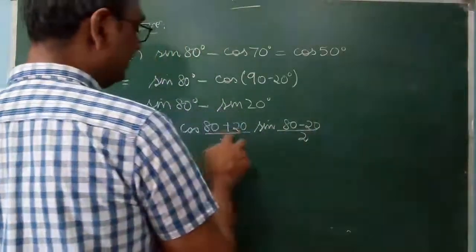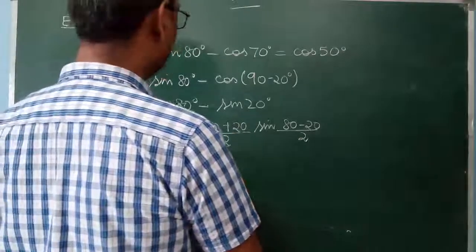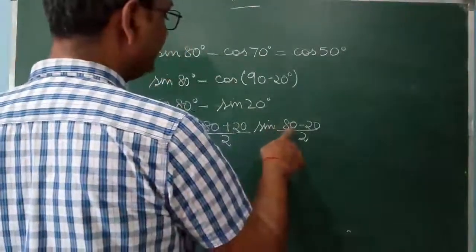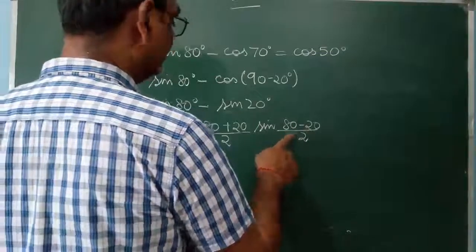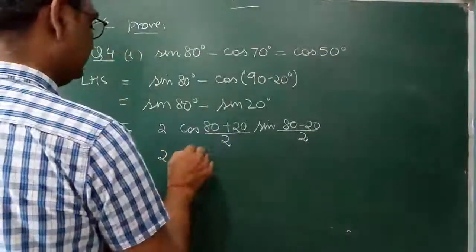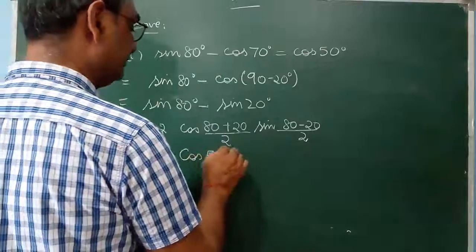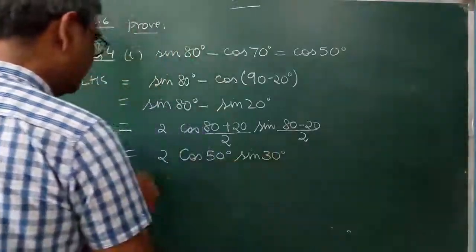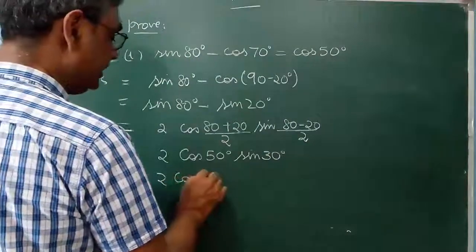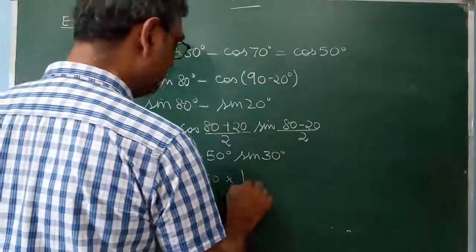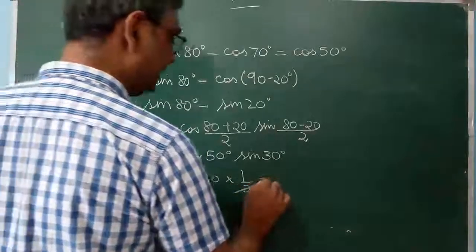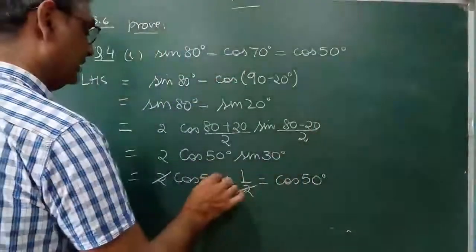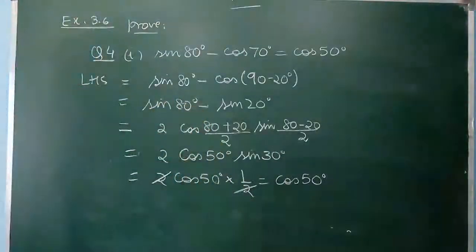So this is 100 by 2 means 50, and here it will be sin 30 degree, and this is 2 cos 50 degree, and sin 30 is 1 by 2. The 1 by 2 and 2 will be getting cancelled. So it is cos 50 degree. This is the answer.